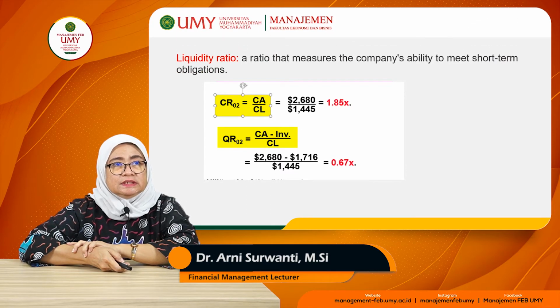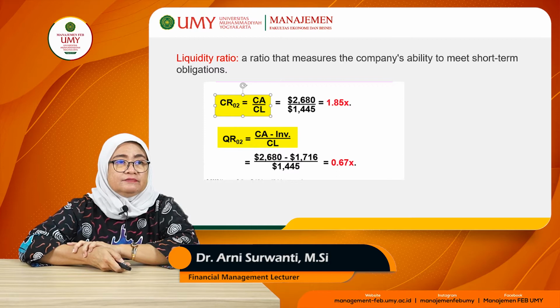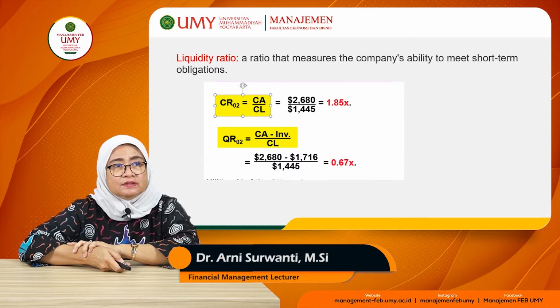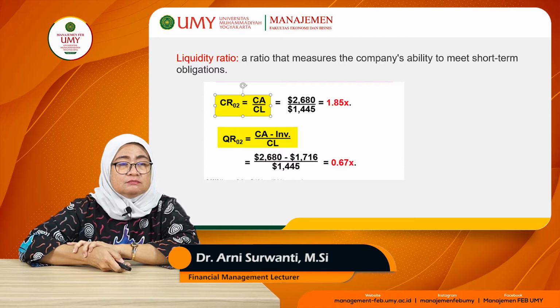This is a liquidity ratio, a ratio that measures the company's ability to meet short-term obligations. Liquidity ratio can be measured by current ratio. Current ratio is current assets divided by current liabilities. We can also measure liquidity with quick ratio. Quick ratio is current assets minus inventory, divided by current liabilities. If the company has this ratio of more than one, it means that the company has the ability to meet short-term obligations.